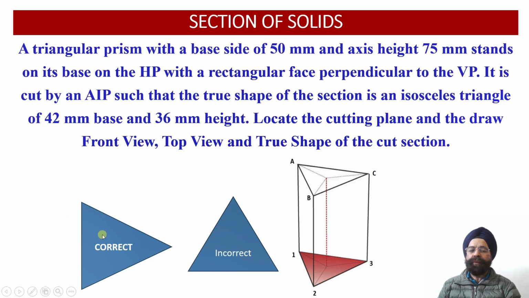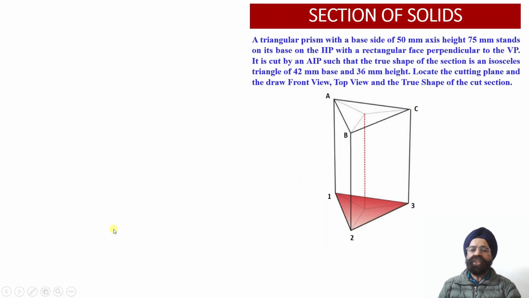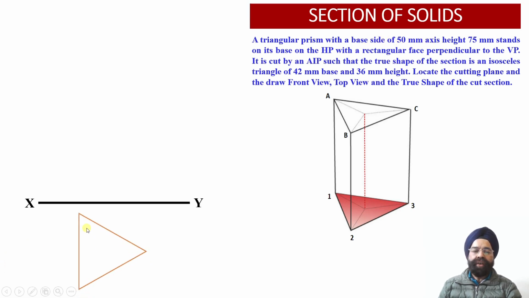So now we have to start with construction of top view projections below the XY reference line onto the horizontal plane. We know that one of the edges of this triangular prism is perpendicular to the vertical plane. We know the edge length is equal to 50 millimeter. So in this orientation we have drawn an equilateral triangular prism over here having edge length equal to 50 millimeter. One edge of this prism happens to be perpendicular to the vertical plane.